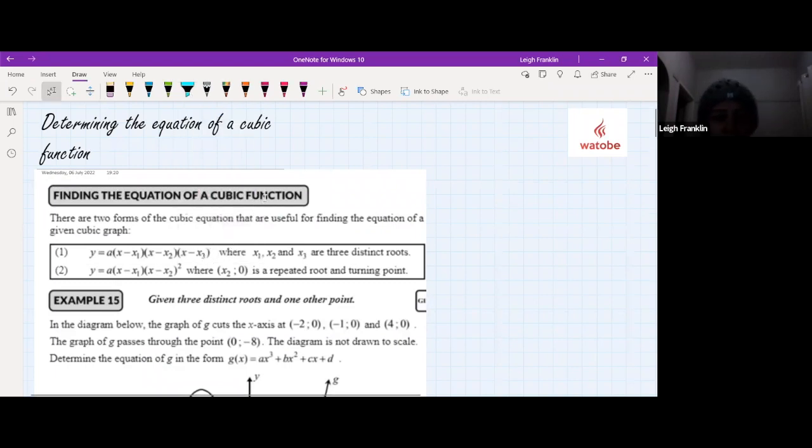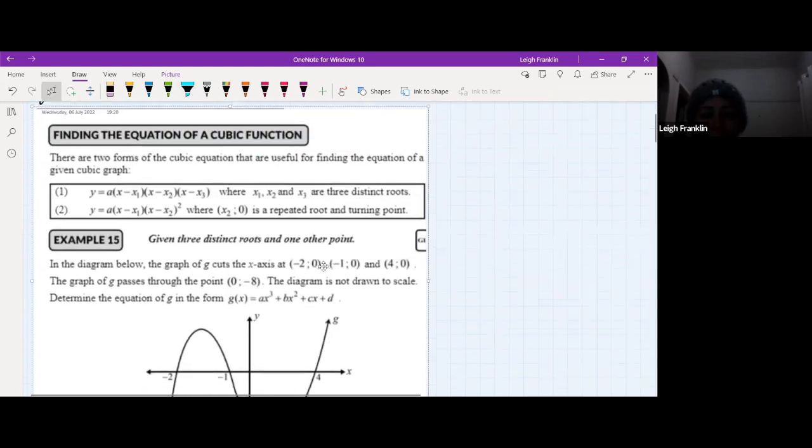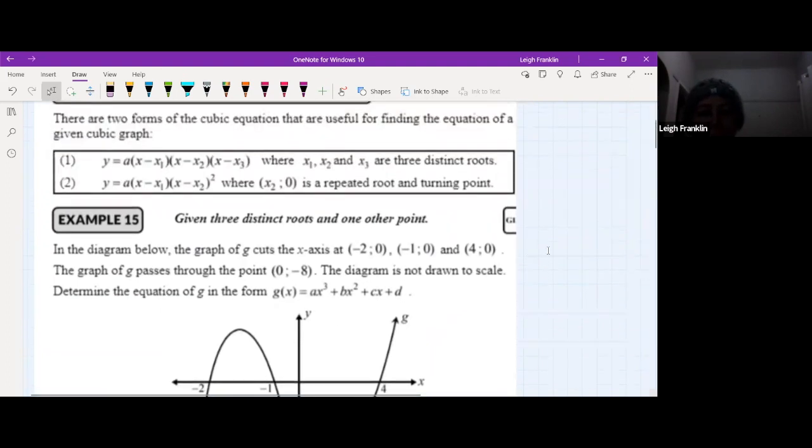Is this big enough? Can you see it, by the way? Is that large enough? I can make it bigger.